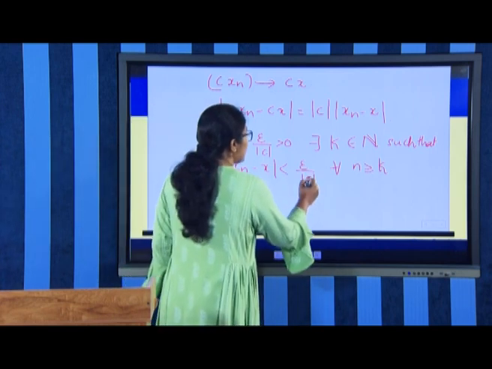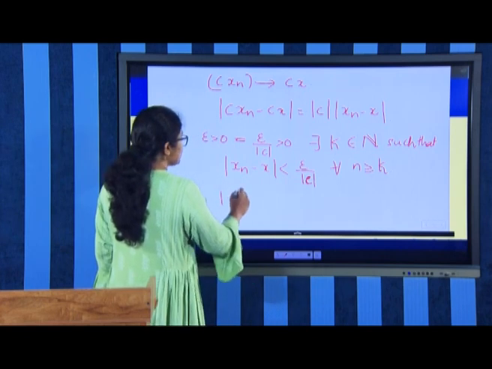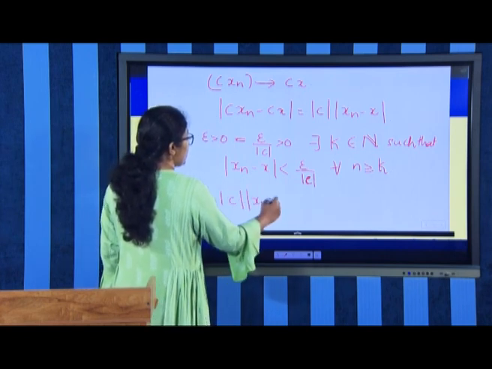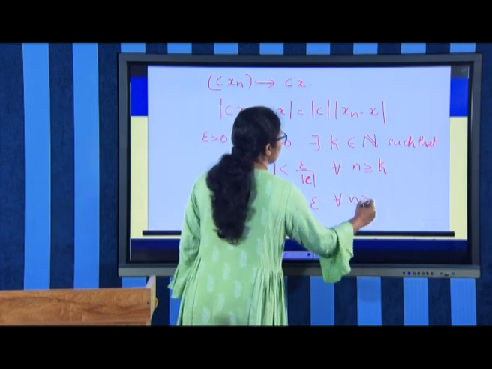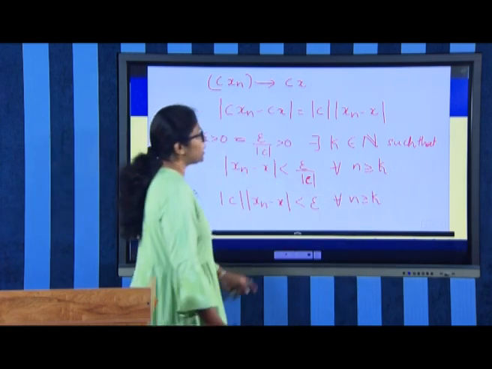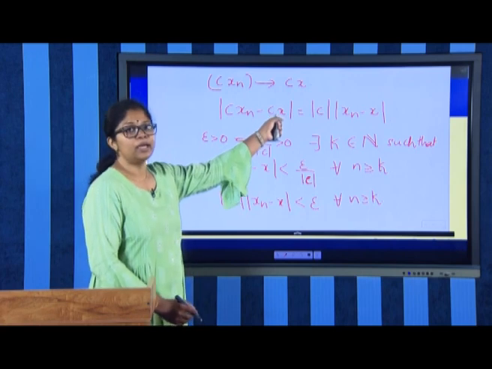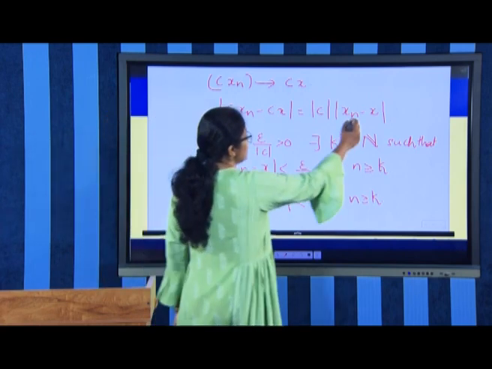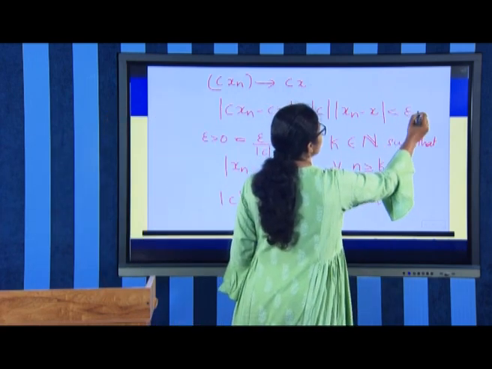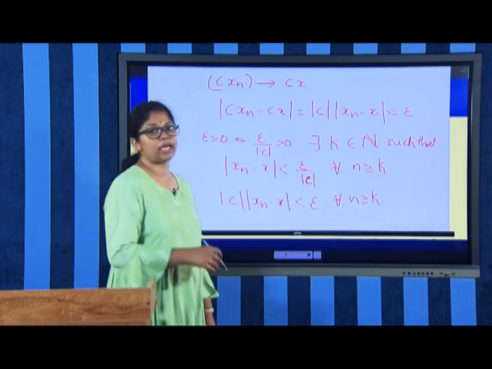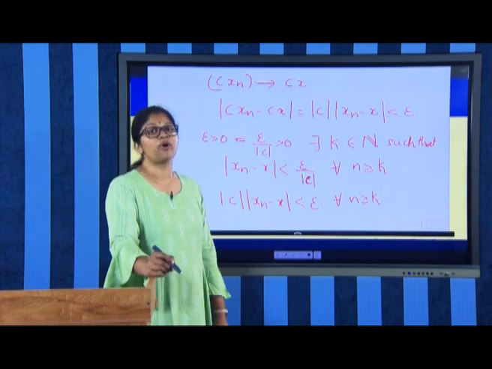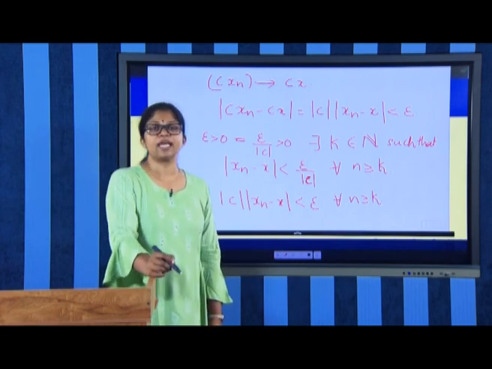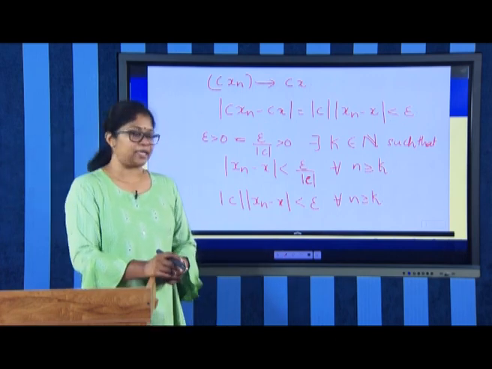So, we can write mod c times modulus of xn minus x is definitely less than epsilon for every n greater than or equal to k, and that is exactly what is required in the present situation. So, this becomes less than epsilon for every n greater than or equal to k, and hence it satisfies the definition of limits, and so Cxn converges to Cx.